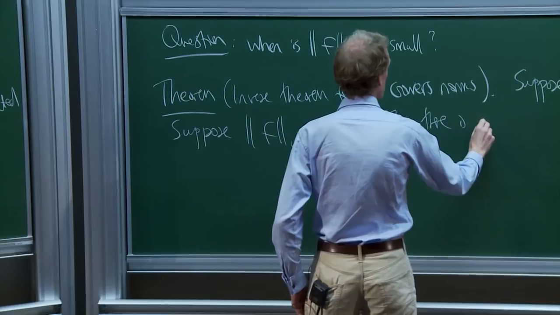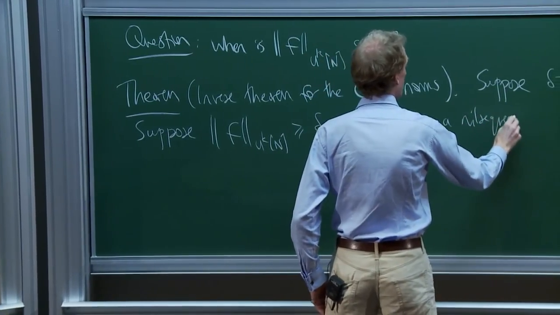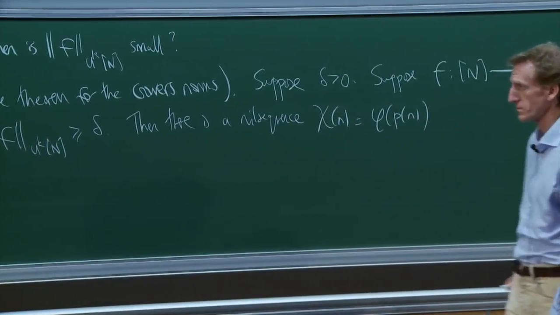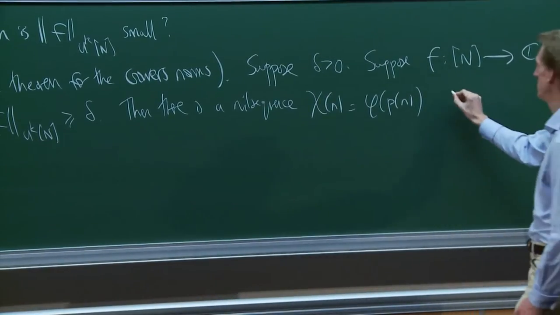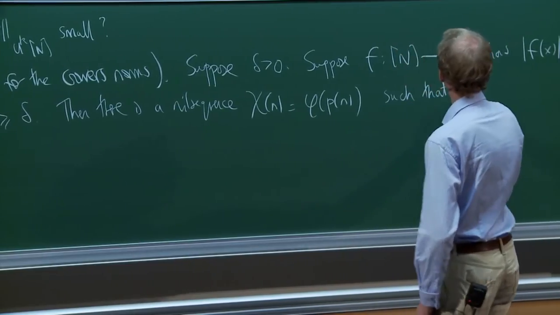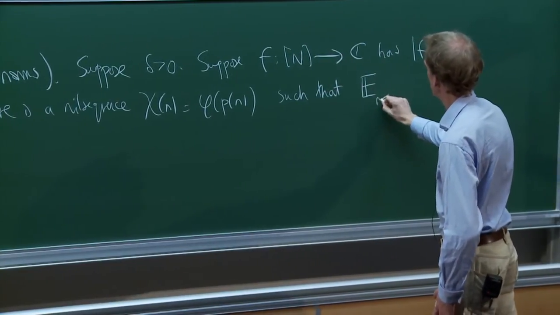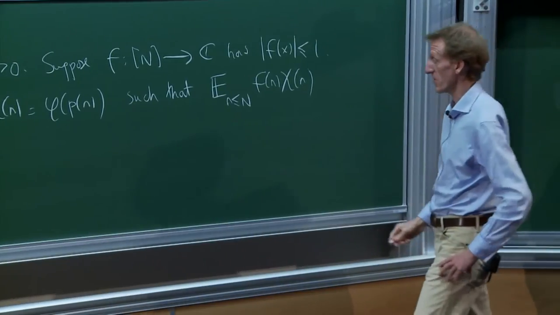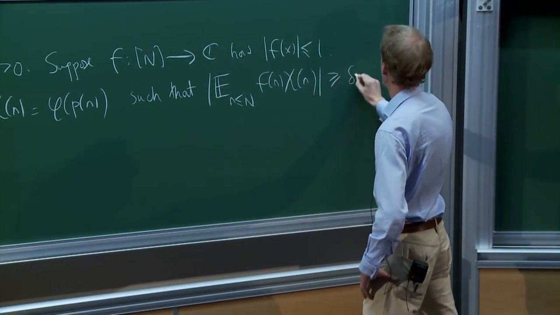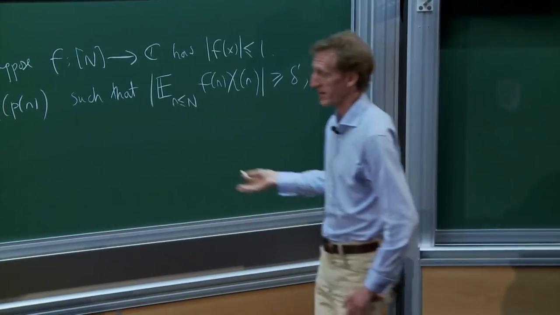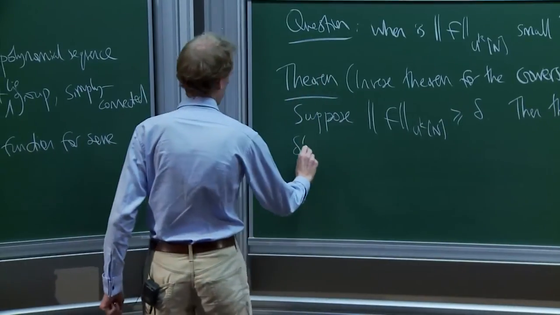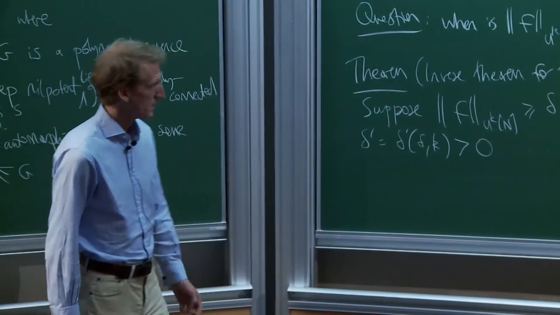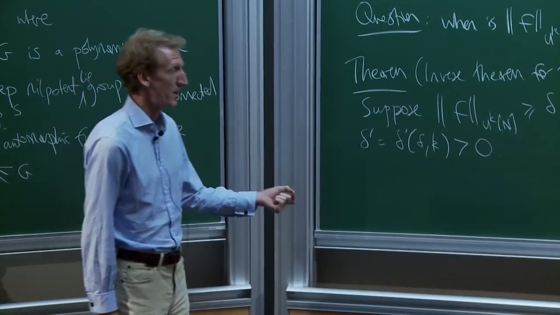Then there is a nilsequence chi of n equals phi of p of n, such that the average value of f of n times chi of n is at least delta primed. Where here, delta primed is bounded away from zero in a way that depends on delta and k. So if a Gowers norm of a function is large, then it correlates with a nilsequence.